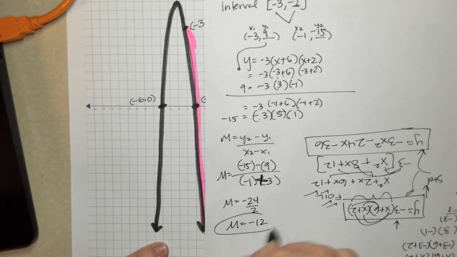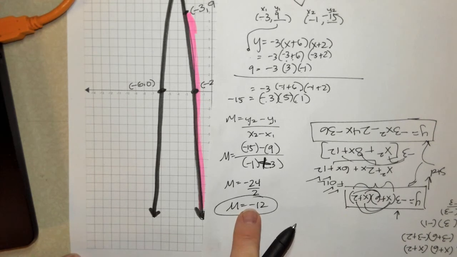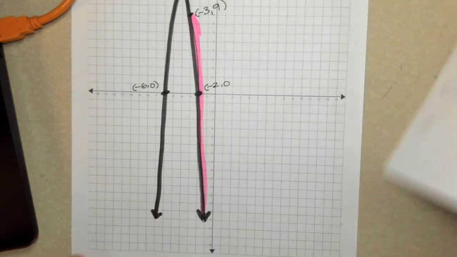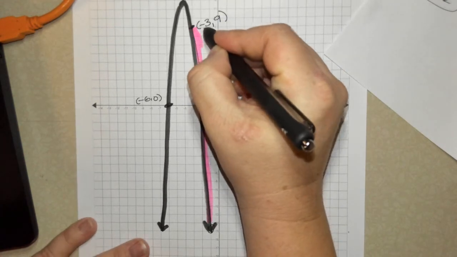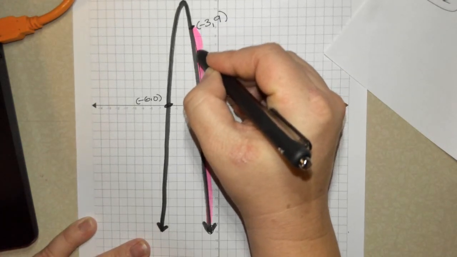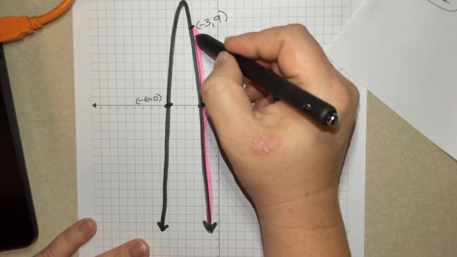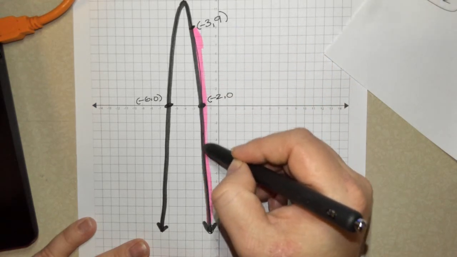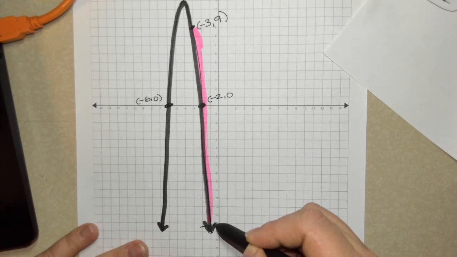What does this mean? This means over the interval from -3 to -1, on average, for every unit I move to the right, it is going to decrease 12 units. So it's not going to be exact, it's on average. So here's down 12 over 1, down 12 over 1.